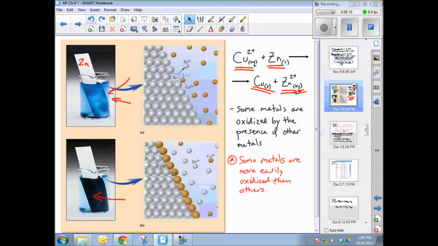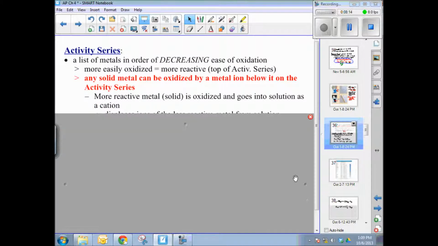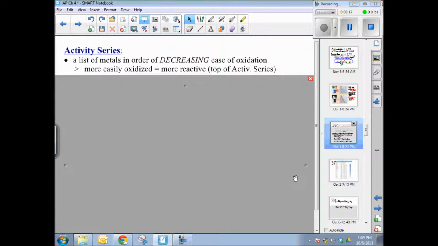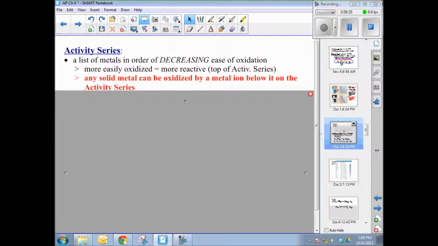This is the idea behind the activity series. The activity series is just a list of metals in order of decreasing ease of oxidation. So the things that are most active, the things that are most easily oxidized, are at the top of the list. And we can make some rules. Any solid metal that is higher up on the activity series can be oxidized by a metal ion below it.